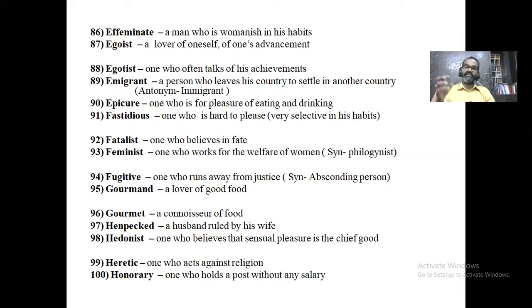One who believes in sensual pleasure is called hedonist. Okay, he's a hedonist, leave him, no problem. Otherwise, he's henpecked. Don't tell him, go and tell somebody else. So that is henpecked and hedonist.